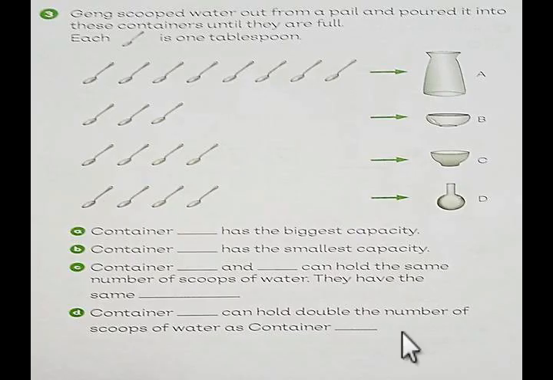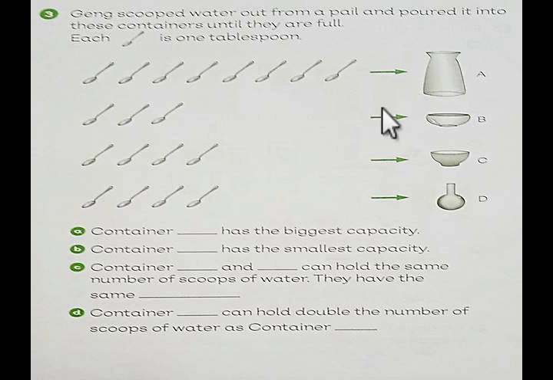Next. Here, we have water from a pail poured into each spoon, 1 tablespoon. So we have tablespoons here, letter A. These are the containers A, B, C, and D. Letter A, how many spoons? 1, 2, 3, 4, 5, 6, 7, 8 tablespoons to fill the volume of water here.